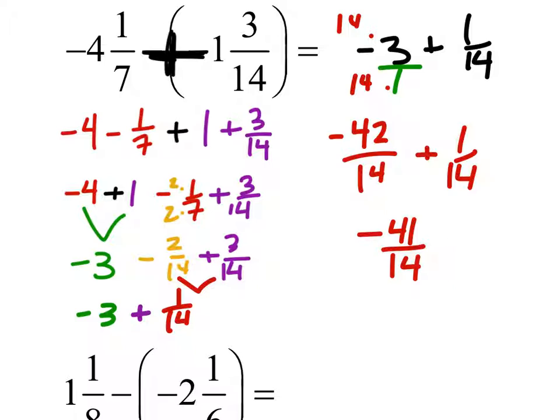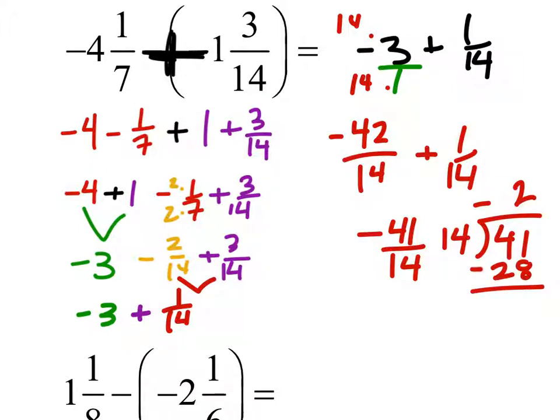So we want a mixed number on this. We know it's going to be negative, so I'm not too worried about the negative. It will just be negative. 14 goes into 41 twice, so that's 28, and I got 13 left over. So negative 2 and 13/14 would be our answer here.